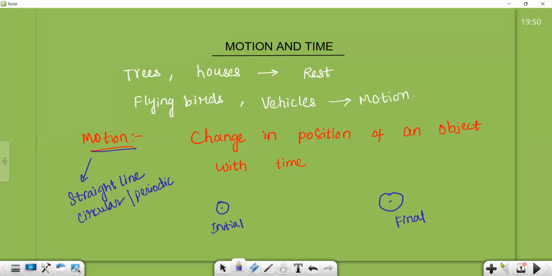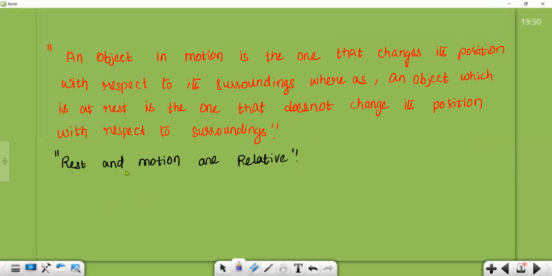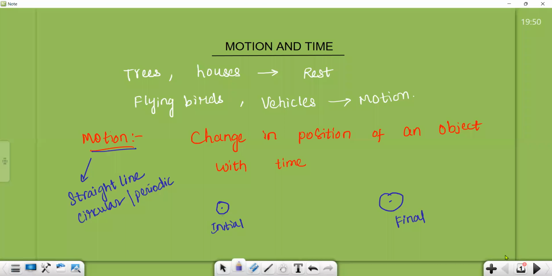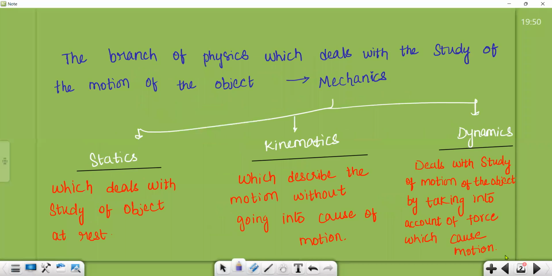Got it? So we have used the exact term here: rest and motion are relative. So what does motion mean? Motion is change in position of an object with time. The study of motion is generally included in a branch of physics called mechanics. In this, we are going to study three different categories.